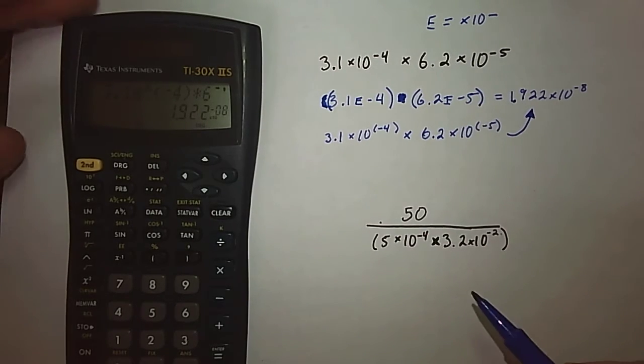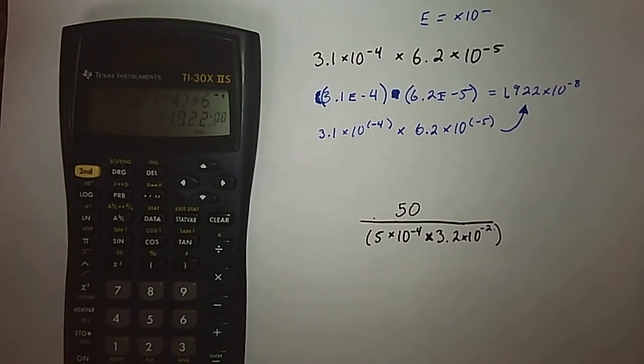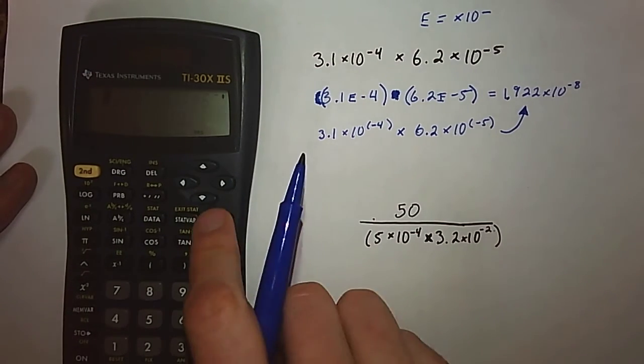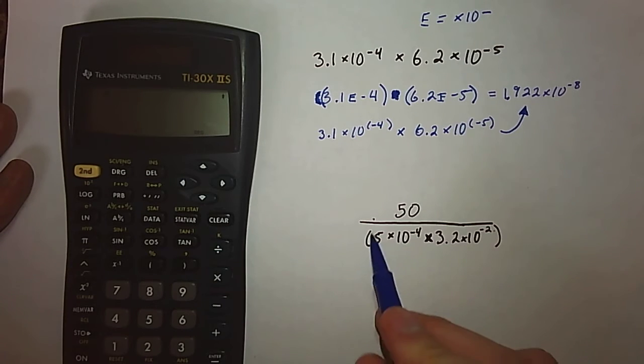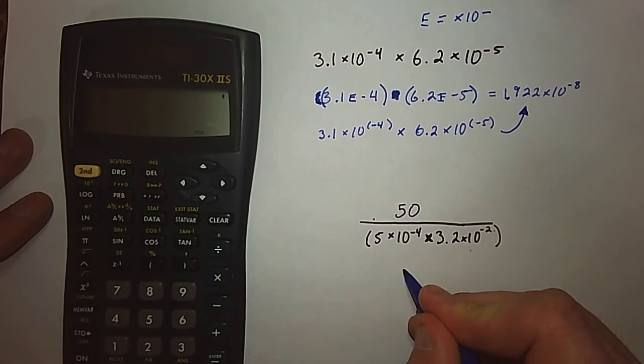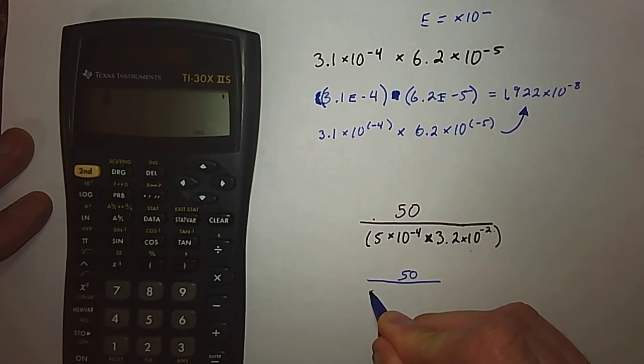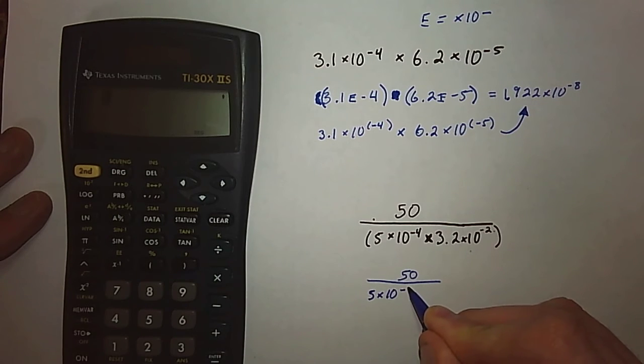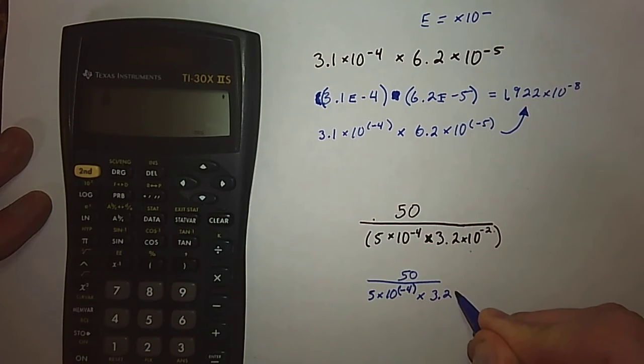All right. The other thing I want to go through is the importance of parentheses for a problem like this one right here. So let's say I have 50 divided by, and then 5 times 10 to the negative fourth multiplied by 3.2 times 10 to the negative 12th. All right, a mistake that students make a lot of times is they'll do 50, and then they'll do 5 times 10 to the negative fourth. But in their calculator, it's that parentheses, and then times 3.2 times 10 parentheses negative 2.